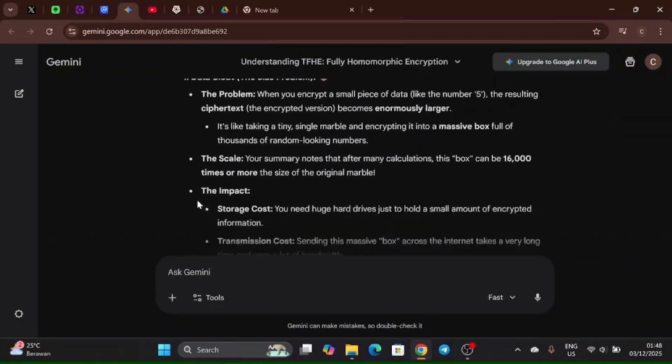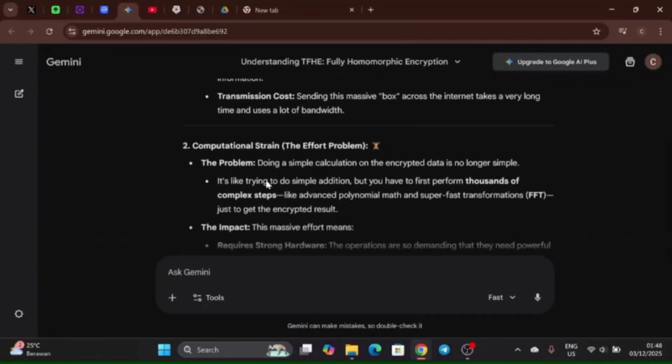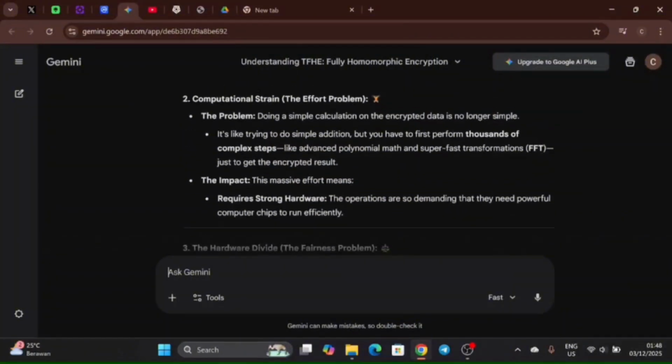This explains the type of problem or challenge that they face. Computational strain: doing simple calculations on encrypted data is no longer simple. It's like trying to do simple addition, but you first have to perform thousands of complex steps.